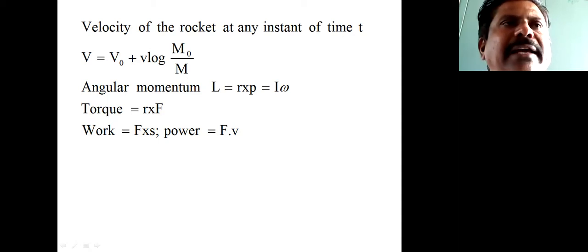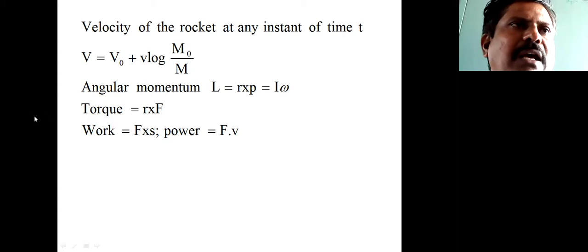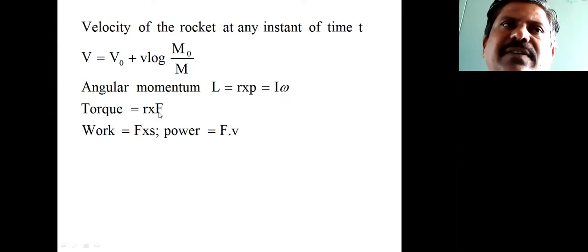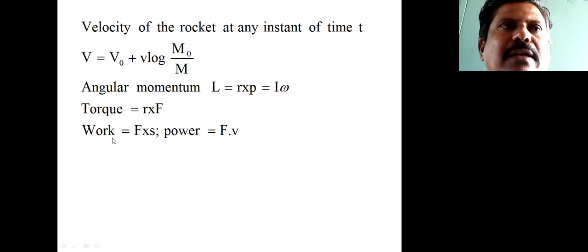Okay, and angular momentum of an object or a particle, L equals r cross p, that equals I omega, where I is the moment of inertia and omega is the angular velocity of the object. And next, torque tau equals the moment of force, that's r cross F. And also we have discussed work, and that work equals force and displacement. And power equals F into V.